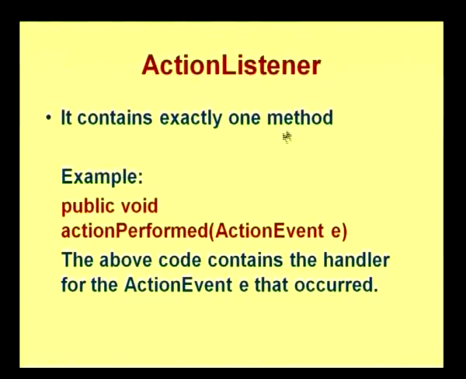As already told, ActionListener contains exactly one method, public void actionPerformed, and here we have ActionEvent being passed as the parameter. The above code contains the handler for the action event e that occurred. From this action event, we have already seen in your previous session that we can get the source and we can get the action command. Similarly, for each and every event we have a few methods through which you can access the properties of the event that has been raised.